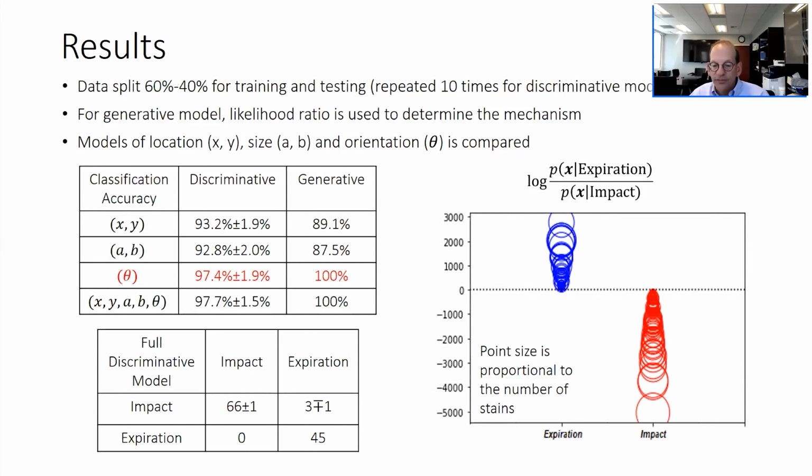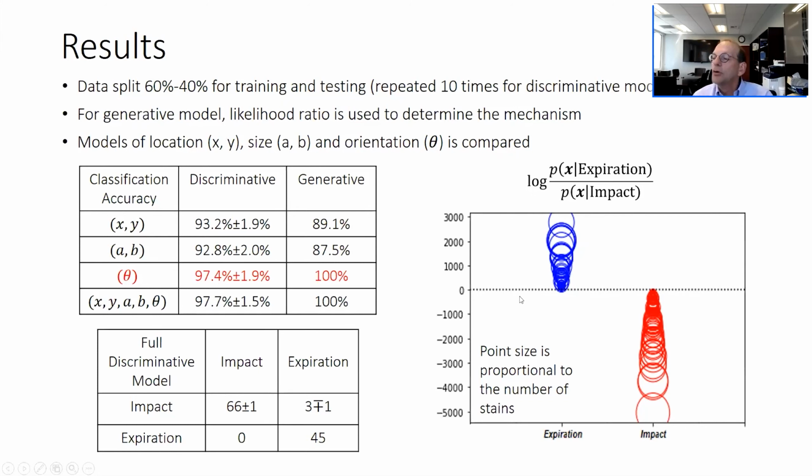I'll just point out a few things because time is really going quickly. What you can see at the bottom left is the discriminative model distinguishing between impact and expiration. You can see that it really does a very, very good job with a small number of misclassifications. The table above it shows you what happens if you just use locations, or just the shape of the ellipse, or just the angle of the ellipse. You can do well on any of those, but the bottom is what we really do, of course, which is use all of the data.